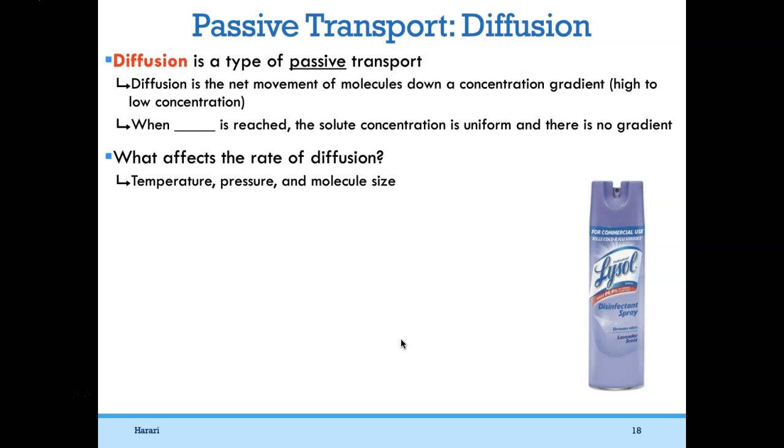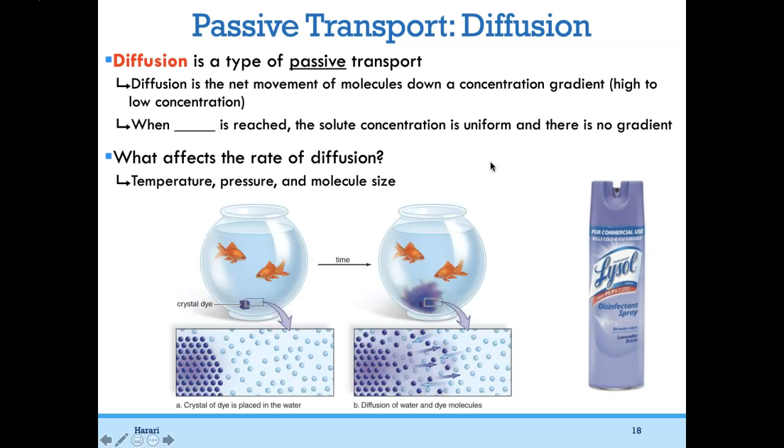Also, air pressure affects diffusion and how fast molecules can move. And very importantly, the size of the molecule. So the smaller the molecule, the faster it can diffuse from point A to point B. Right? So smaller molecules can dissolve faster and more easily. So let's look at this example.